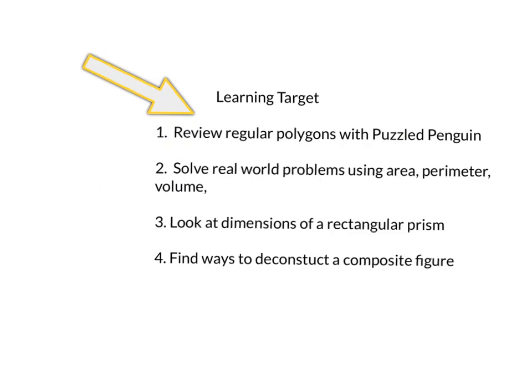All right, now we are on our math lesson 17. A learning target for today is to review regular polygons with Puzzled Penguin. So we just did that. Then you're going to solve real world problems using area, perimeter, and volume. That's why I wanted you to review the videos first. Look at the dimensions of a rectangular prism, and then find ways to deconstruct a composite figure.